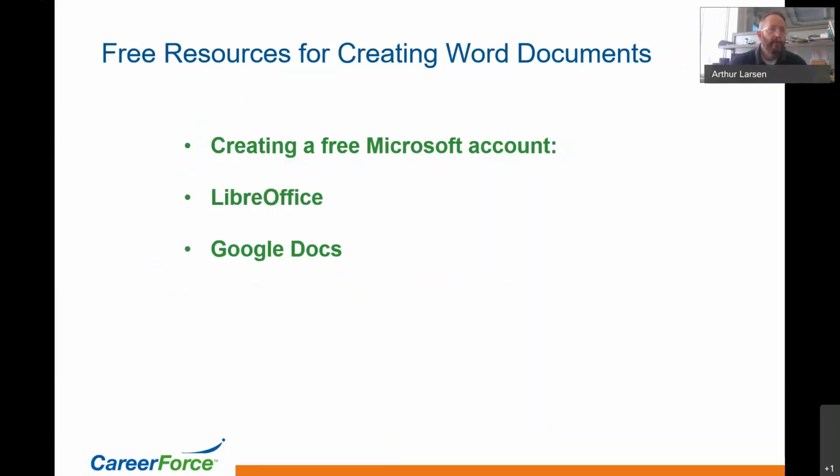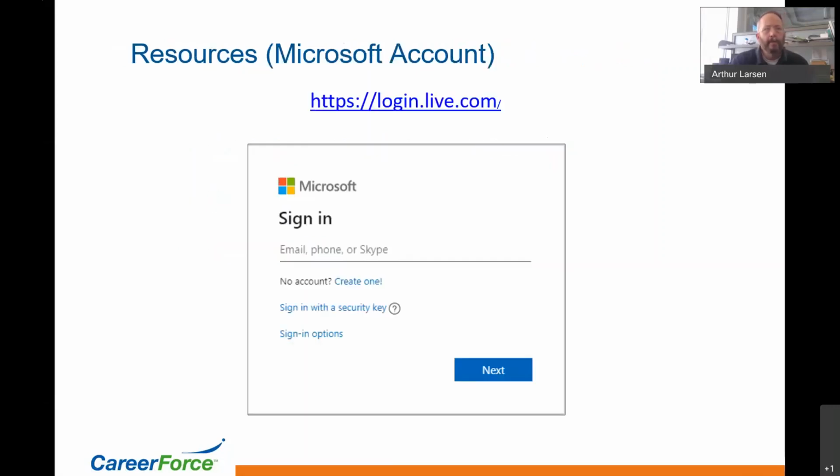So I'll be talking about 3 free options that you can access. One is to create a Microsoft account. Another is to install something called LibreOffice. And the third option is using something called Google Docs. We're going to spend a couple of moments talking about each of those. First off, the Microsoft account. If you have an MSN, a Hotmail, or an Outlook account, you already have this. If you don't, consider creating an email at one of those domains.